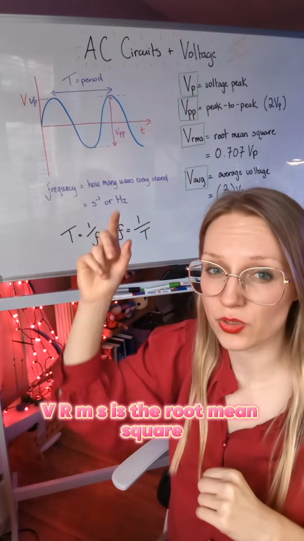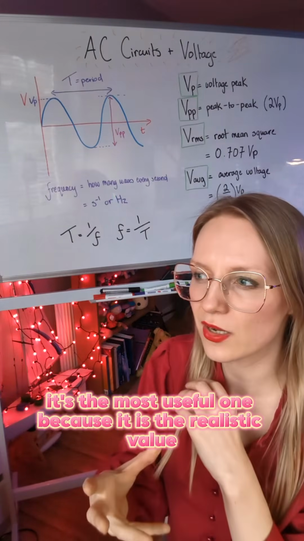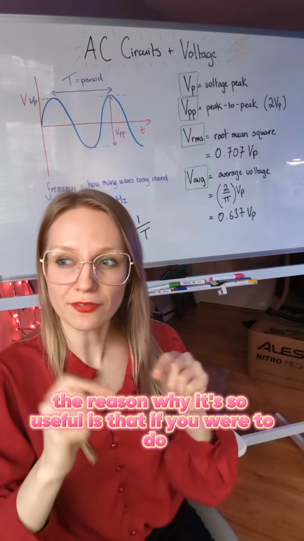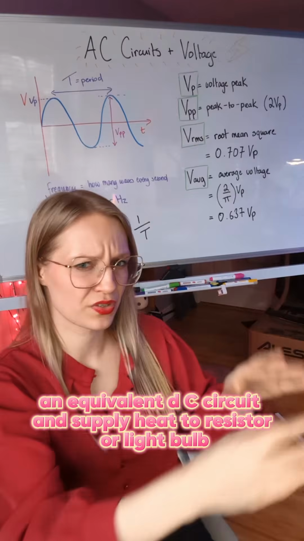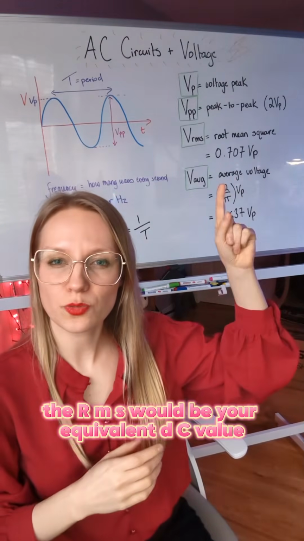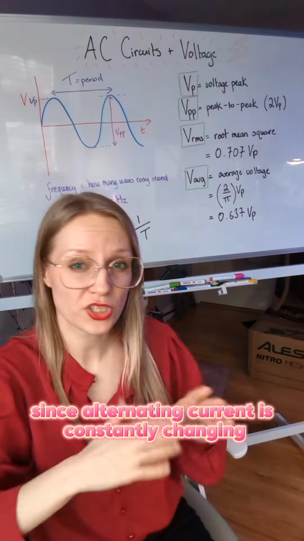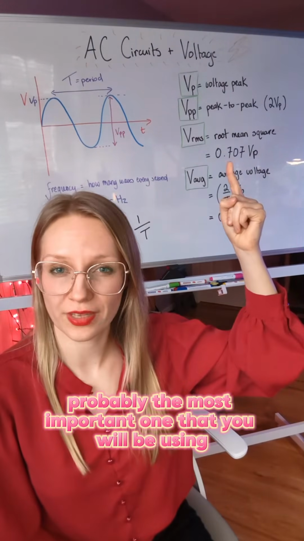VRMS is the root mean square, and this is the most popularly used voltage. It's the most useful one because it is the realistic value. The reason why it's so useful is that if you were to do an equivalent DC circuit and supply heat to a resistor or a light bulb, VRMS would be your equivalent DC value. Since alternating current is constantly changing, it cannot provide the same exact power that DC can. Probably the most important one that you will be using.